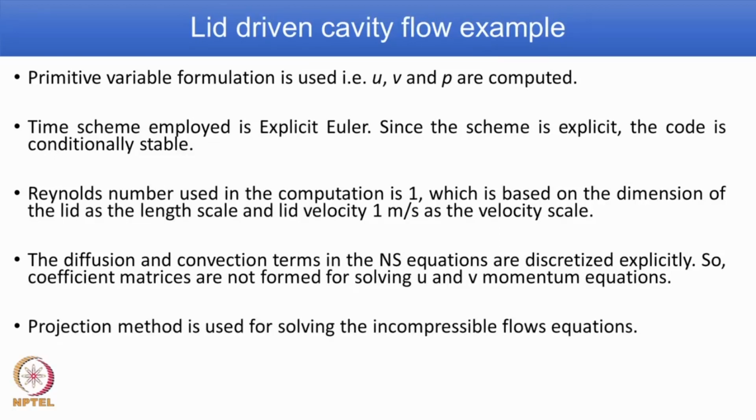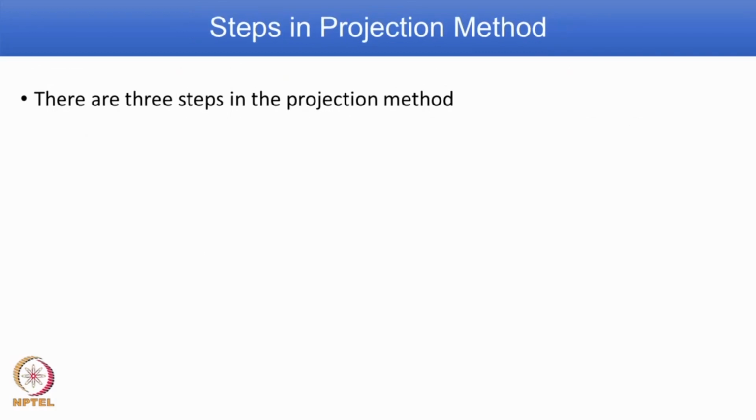Then we have a procedure called pressure velocity coupling. We learned 3-4 methods, that is MAC algorithm, SIMPLE, SIMPLER, SIMPLEC and the projection method. In this demonstration problem, we use what is known as the projection method to solve the incompressible flow equation. We also learned what the projection method is. However, for the sake of completeness, we repeat the steps involved in the projection method.